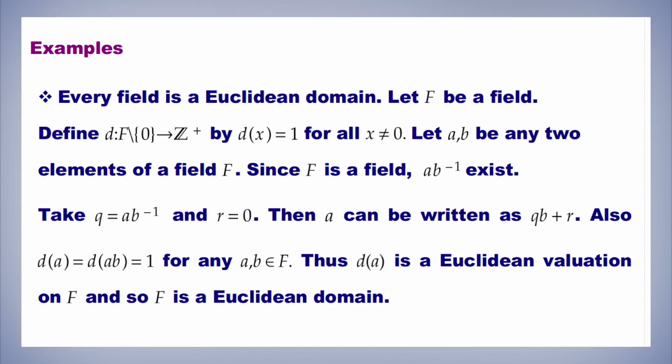Every field is a Euclidean domain. Let F be a field. Define d from F minus {0} to Z+ by d(x) equals 1 for all x not equal to 0. Let a, b be any two elements of the field F, with b not equal to 0. Since F is a field, ab inverse exists. Take q equal to ab inverse and r equal to 0. Then a can be written as qb plus r. Also, d(a) equals d(ab), which is equal to 1 for any a, b belonging to F. Thus d is a Euclidean valuation on F and so F is a Euclidean domain.